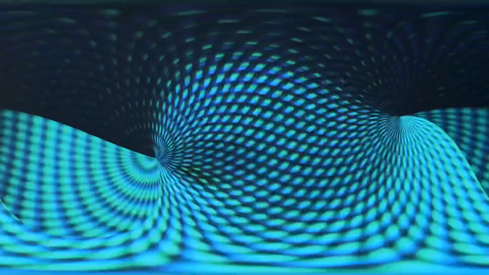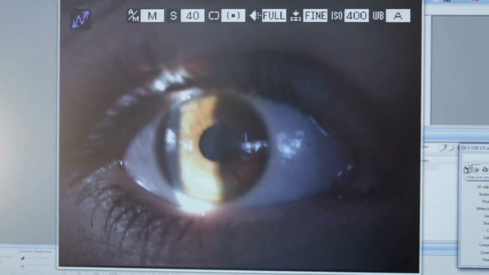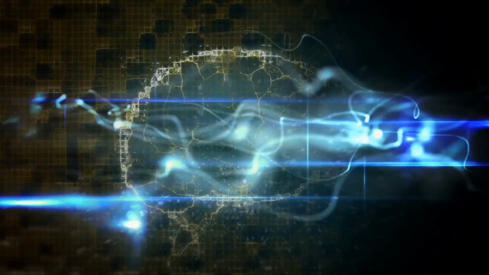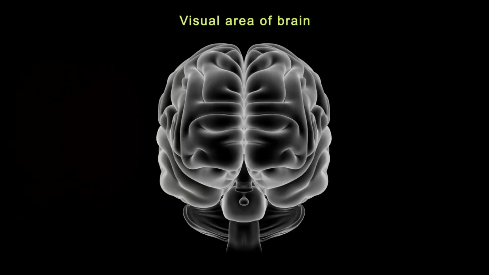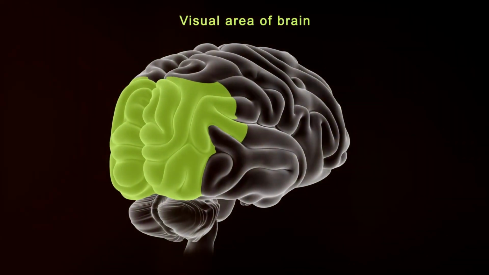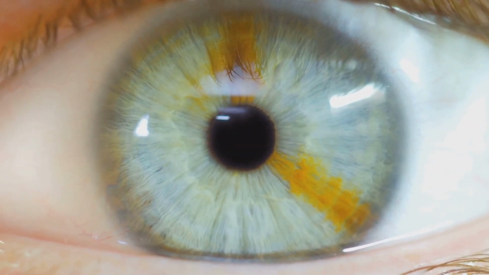Optical illusions exploit the way our brains process visual information. When light enters our eyes, it is converted into electrical signals that travel to the brain, where they are interpreted to create the images we see. This process involves complex interactions between our eyes and various regions of the brain, including the retina, the visual cortex, and other higher-order areas responsible for interpreting and making sense of visual input.